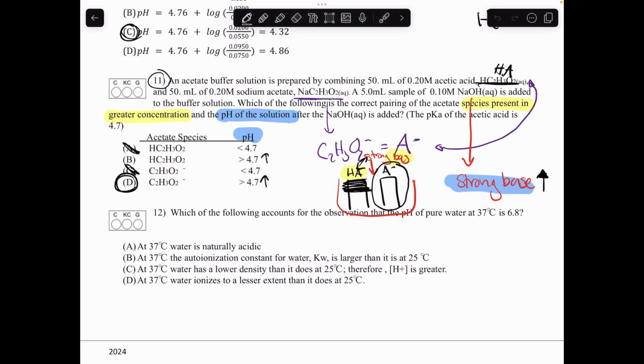Okay, number 12. Which of the following accounts for the observation that the pH of pure water at 37 degrees Celsius is 6.8? So with this question, it's keeping in mind how equilibrium shifts with temperature changes, and so pure water being at 7 is for when it's at the standard 25 degrees Celsius. And so A is incorrect because no, water is not naturally acidic.